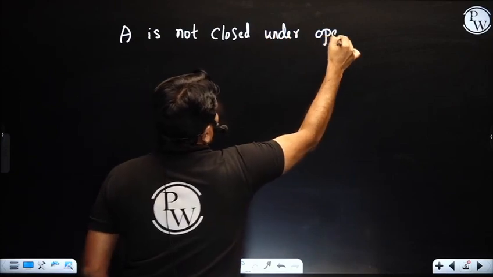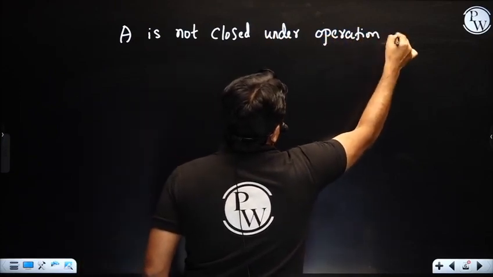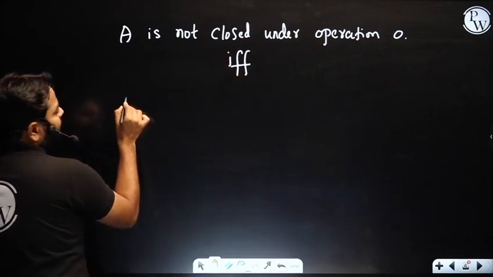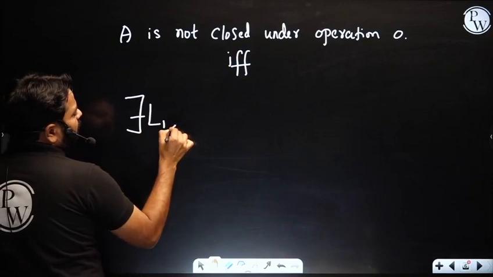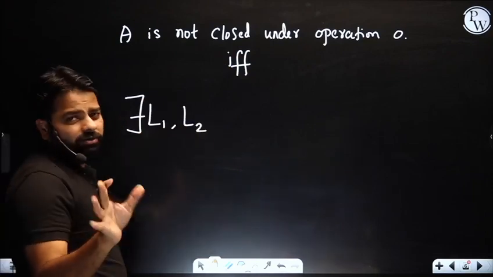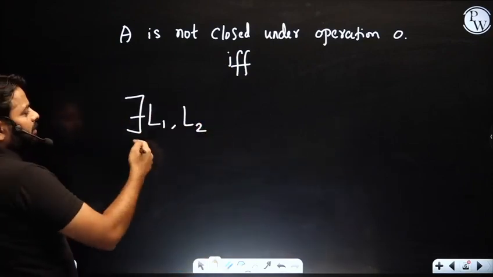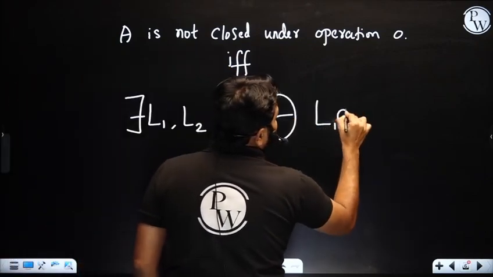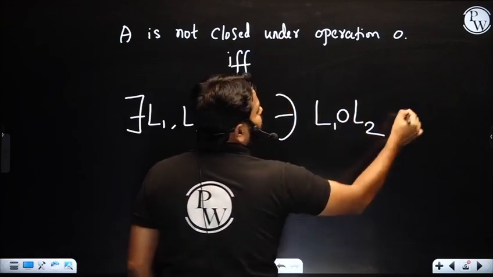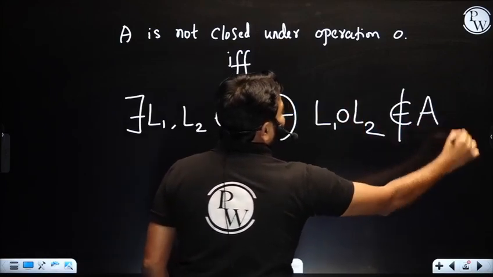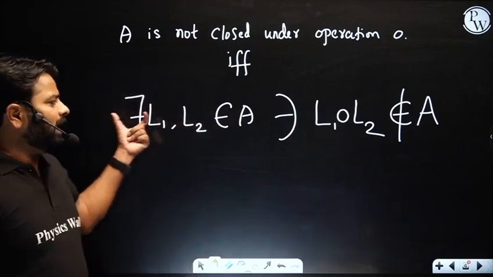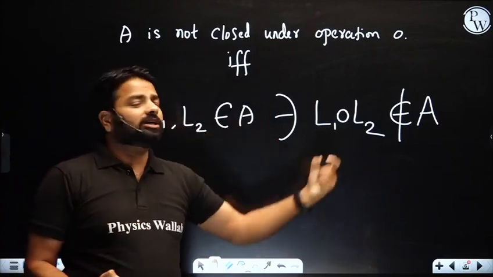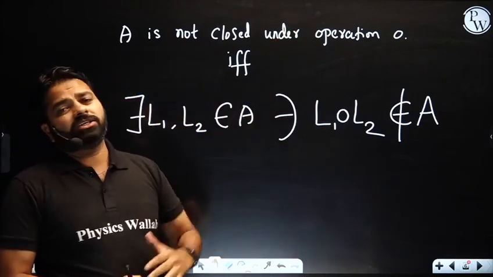Under a binary operation, this is happening if and only if there exist L1 and L2, which may be the same or may be different, you do not know; that depends on the example. L1, L2 belong to A such that L1, when you apply the same operation with L2, does not belong to A. That's enough to say it is not closed. At least one example you found in the domain, the languages are from the domain, but after applying the operation, the result is outside the domain, then we can say it is not closed.